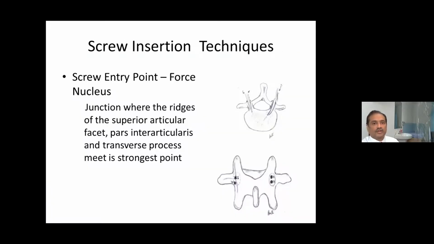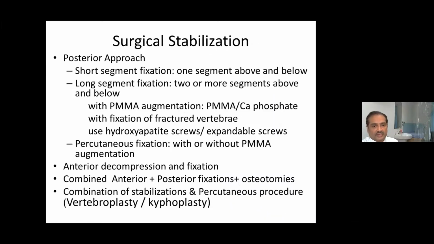The best point of insertion, as found by Roy-Camille, is the junction where the superior articular facet, the pars interarticularis and the transverse process meet. This is the strongest point, which is called the force nucleus. It can be marked out in all lumbar spines, and it is the best point for the best biomechanical strength.